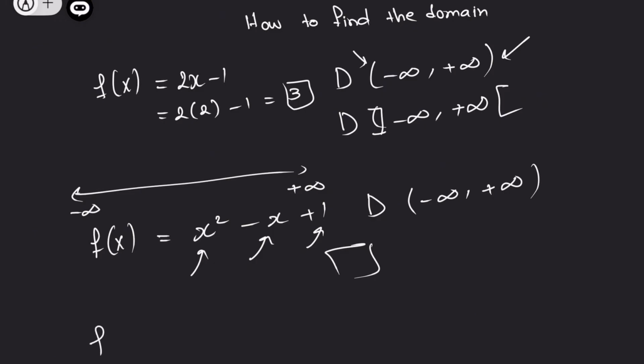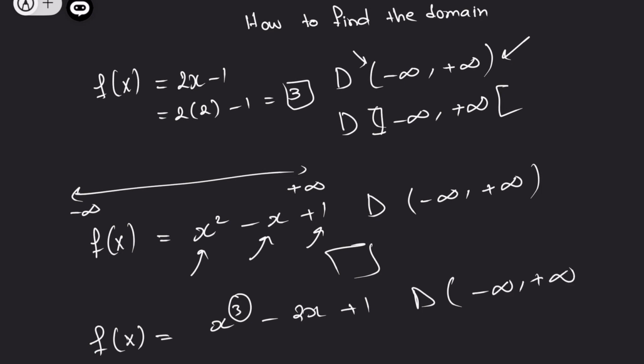Another example, x to the power of 3 minus 2x plus 1. This is a polynomial function. Because the highest power is 3, we call it what? Polynomial function. Again, the domain is negative infinity, positive infinity. So this is the domain for these functions. Always it will be the same.